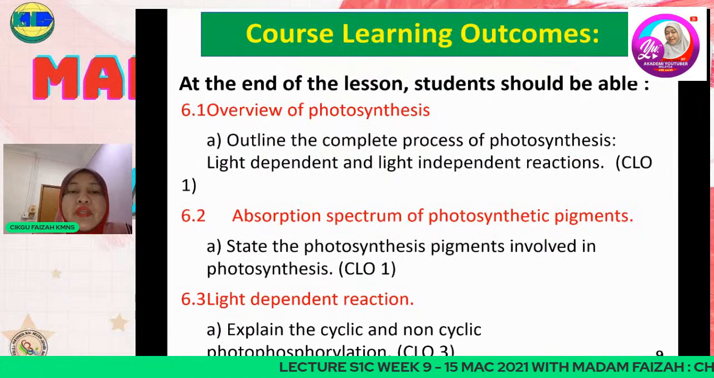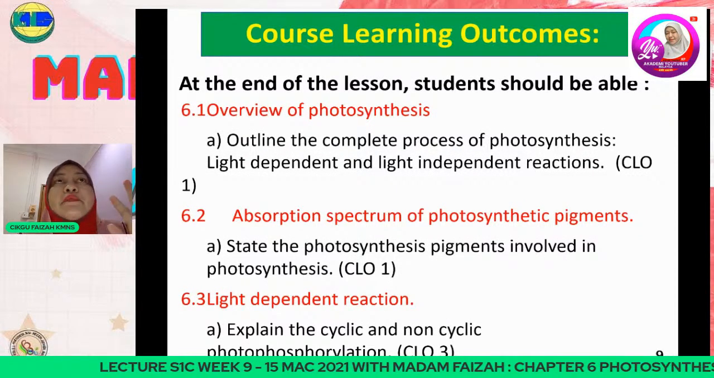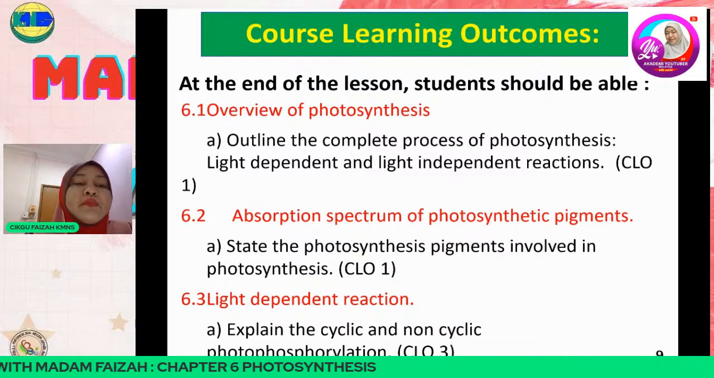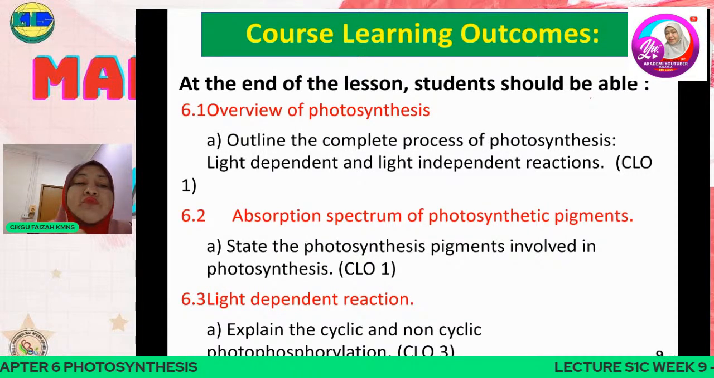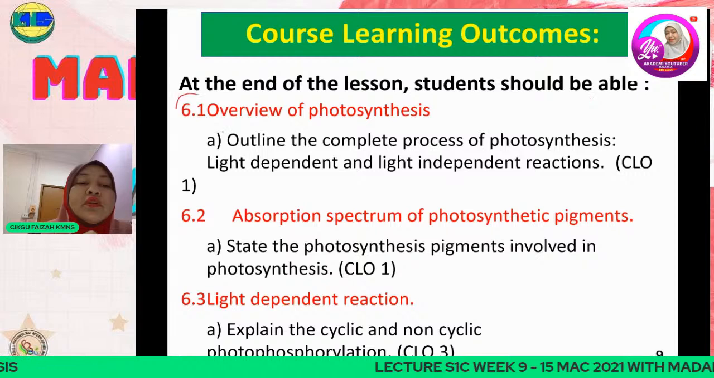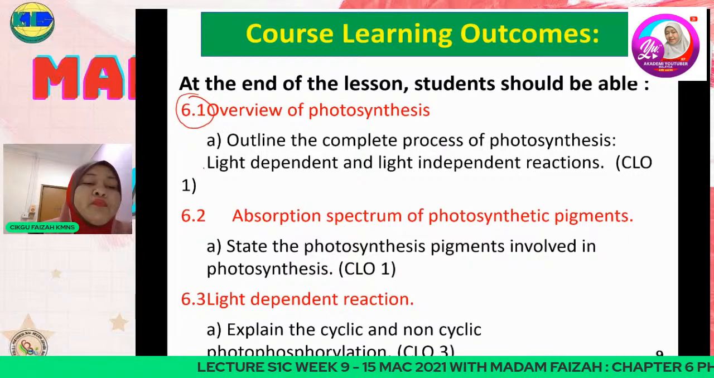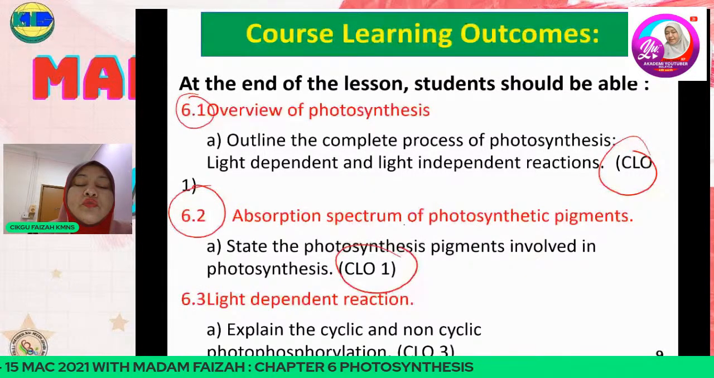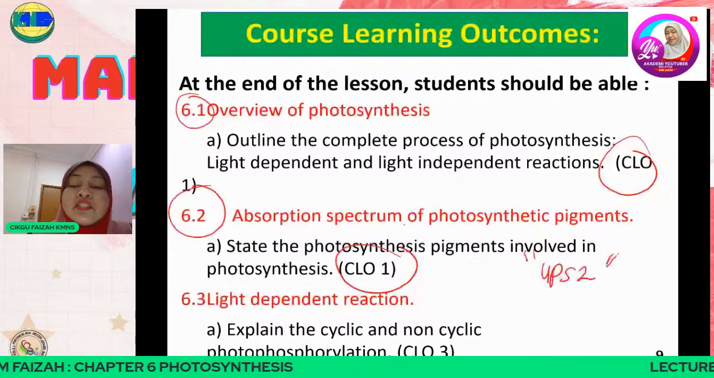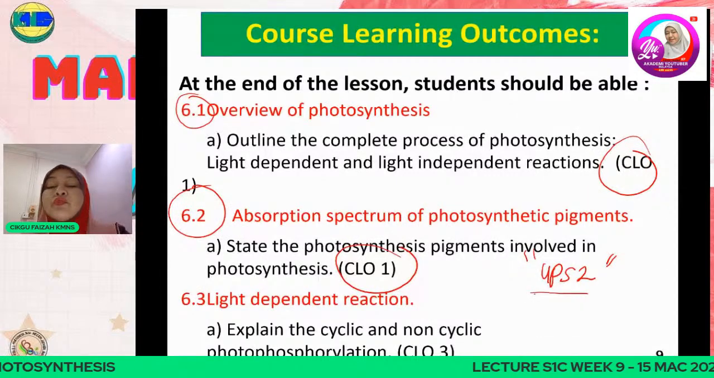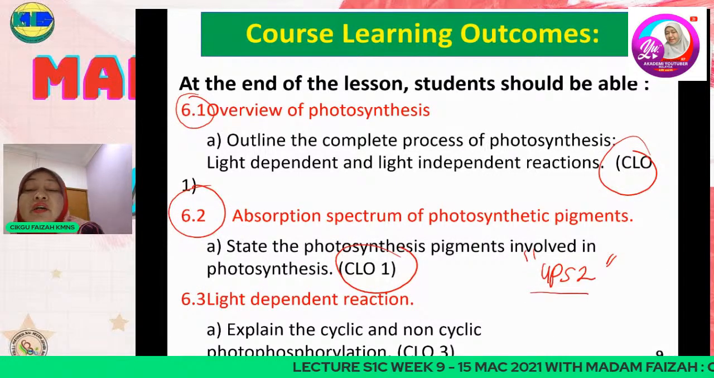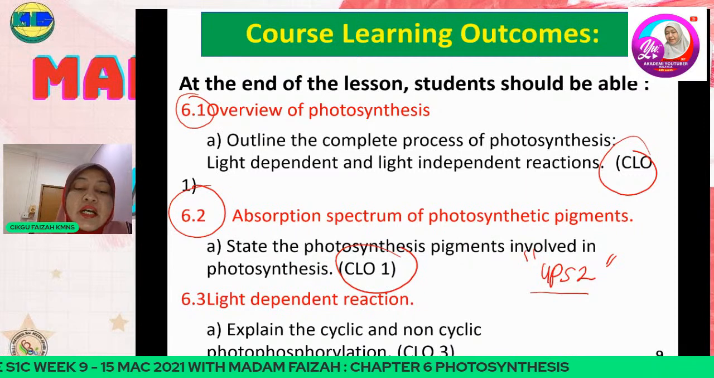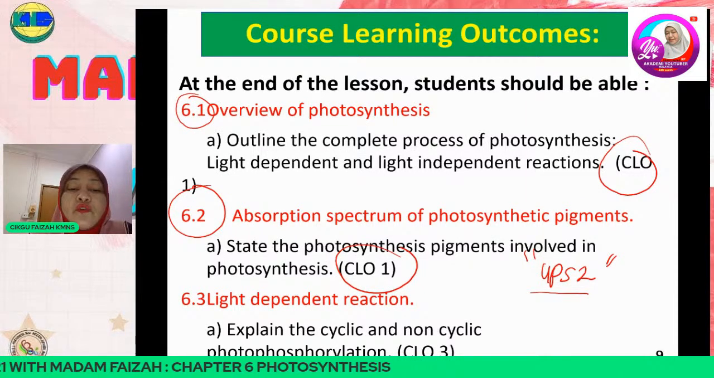So overall, class, chapter 5 involved 5 subtopics, and chapter 6 also has 5 subtopics. This afternoon the teacher will just cover two, 6.1 and 6.2, because these two learning outcomes are covered for your UPS 2 next week, in week 10. Then 6.3 is the cyclic and non-cyclic photophosphorylation, the light dependent reaction.